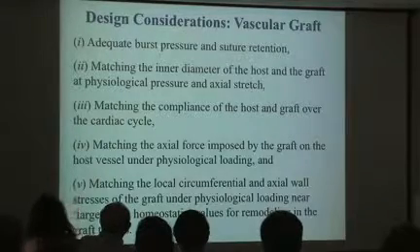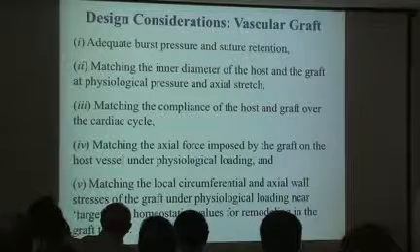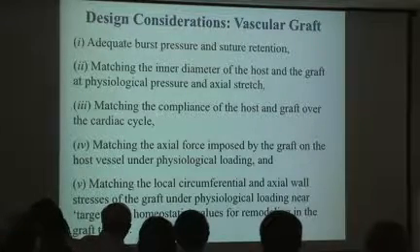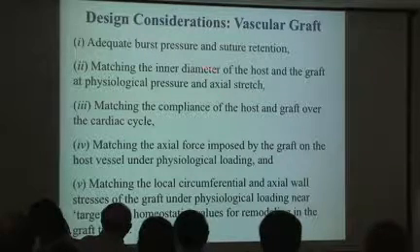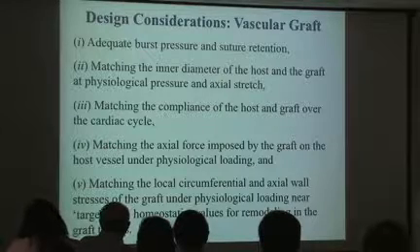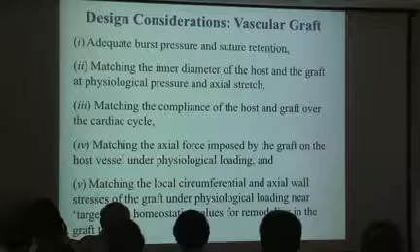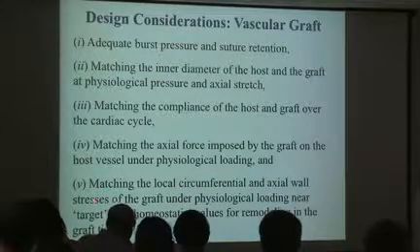So let me jump back to our design criteria. We said burst pressure and suture retention. So these things are very strong. Burst pressure is on the order of 1,000 millimeters of mercury. We can match the inner diameter pretty easily by controlling how we roll these things. We've got the compliance down, in fact. We've got the axial force down if we implant these things at a stretch of 10%. But we're missing the mark on the local circumferential and axial wall stresses.